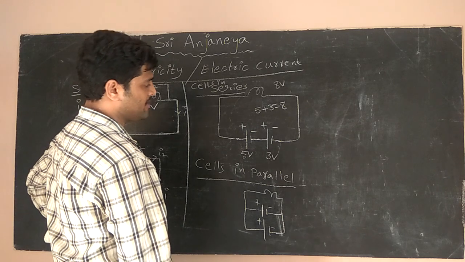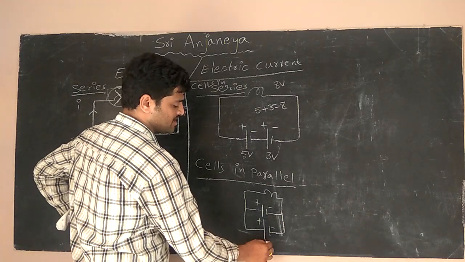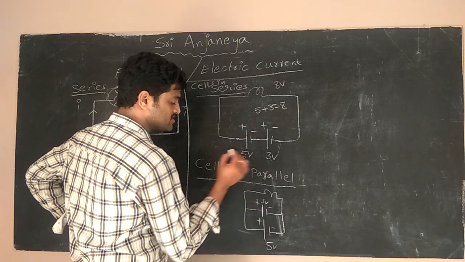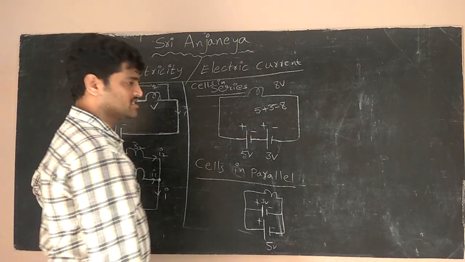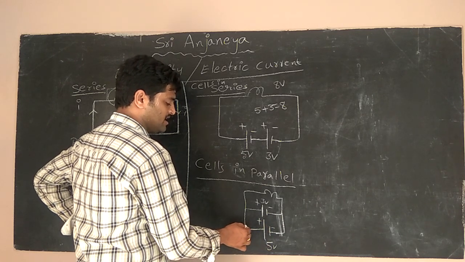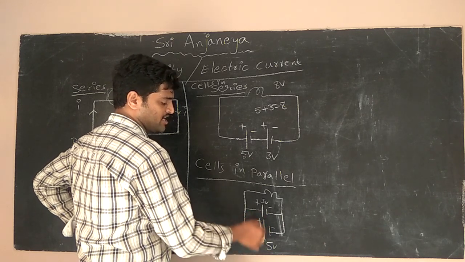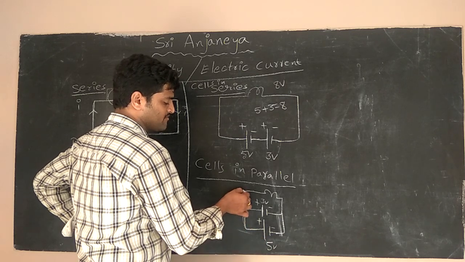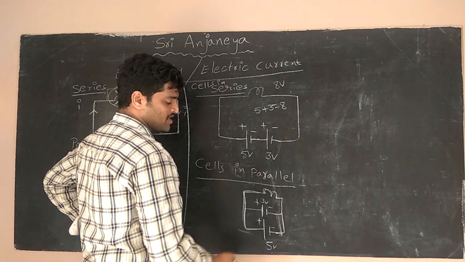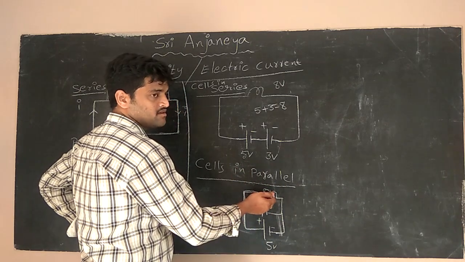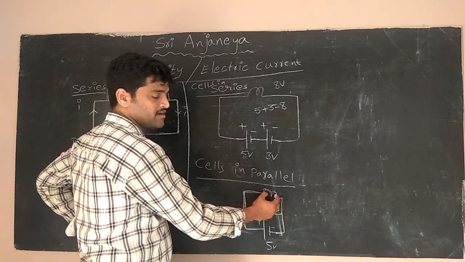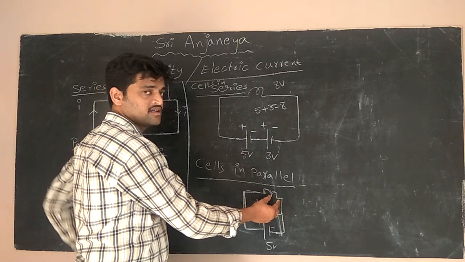This is the cell of 5 volts. This is the cell of 3 volts. So what will happen here? Let us see: the cell having more voltage, that is 5 volts, will be used by the bulb in the first case. The bulb will glow with 5 volts. After some time, the bulb loses its brightness. Why?